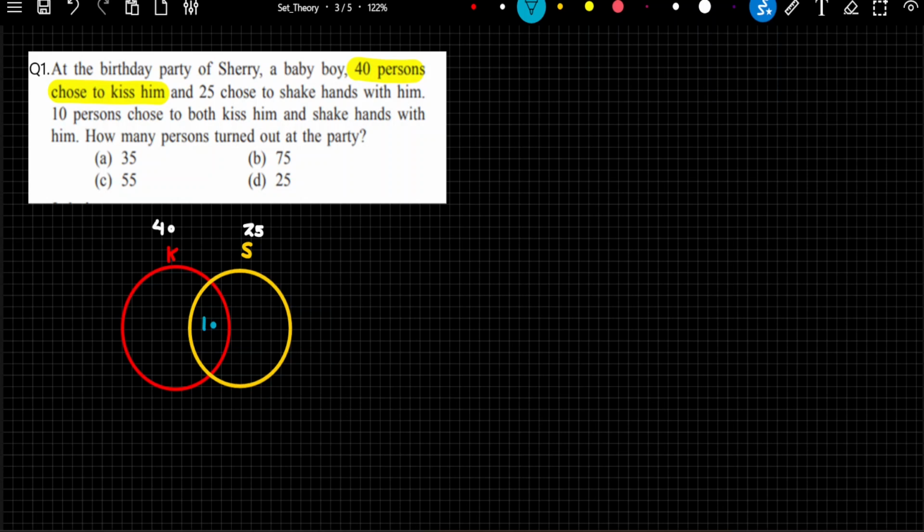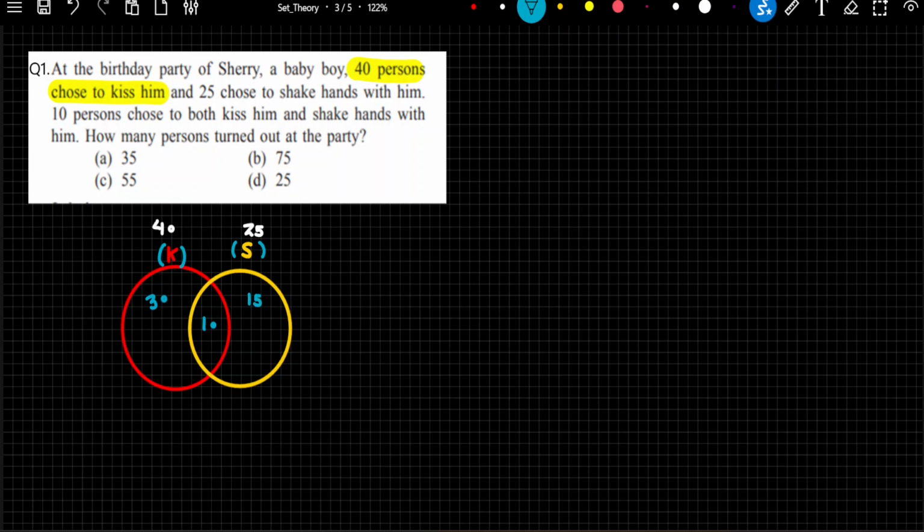Once you make the diagram, it would be very easy for you to find out how many persons turned out at the party. Now the value of the complete set, the number of persons who decided to kiss him, is 40. So if I remove 10 from it, I'll get 30 persons who only kissed him. Likewise, to find the number of persons who decided to shake hands with him only, the value of the complete set is 25. So if I remove 10 from it, I get 15 people.